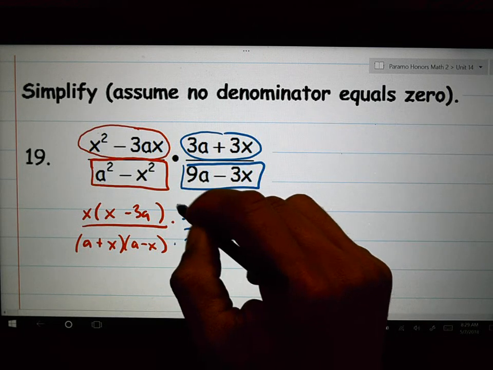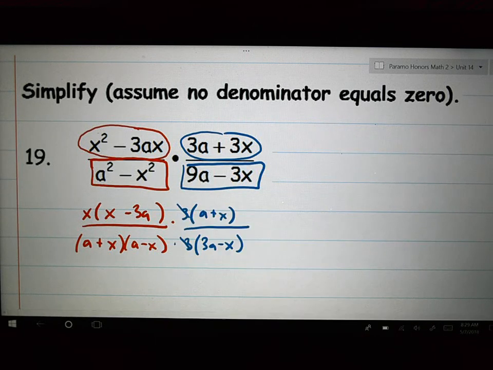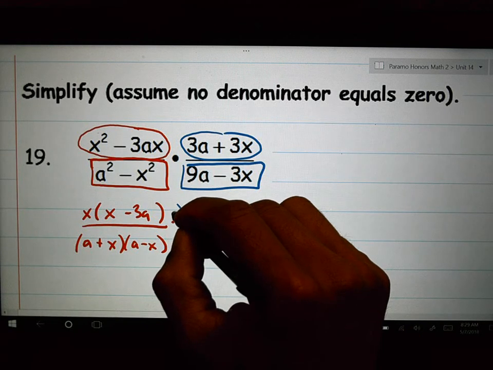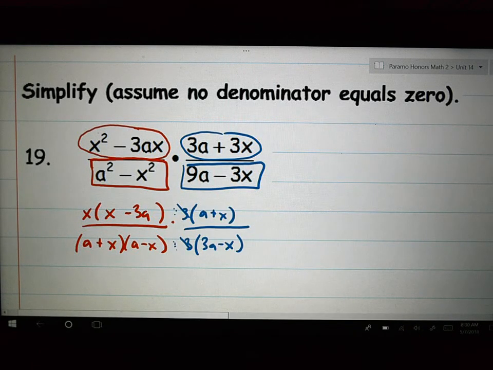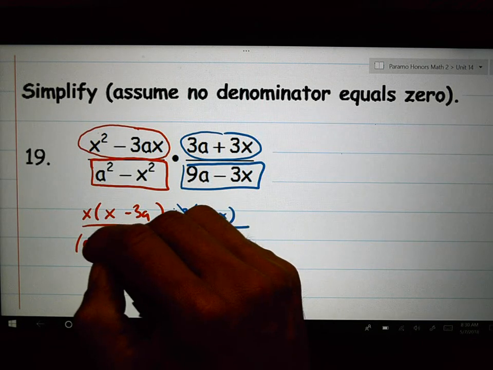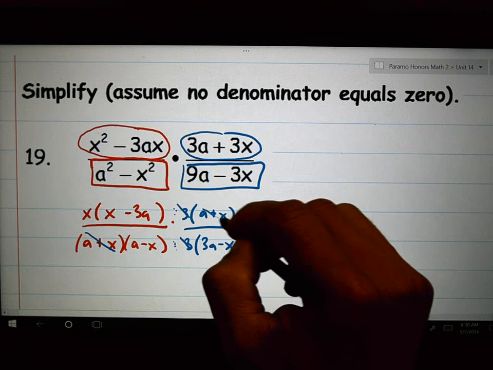Here's what I'm going to show you. 3 divided by 3 goes in one time. I could put the 1 there, but there's no need to. 1 times anything is itself. Let me see what else I see. I see an a plus x goes into a plus x 1 time.